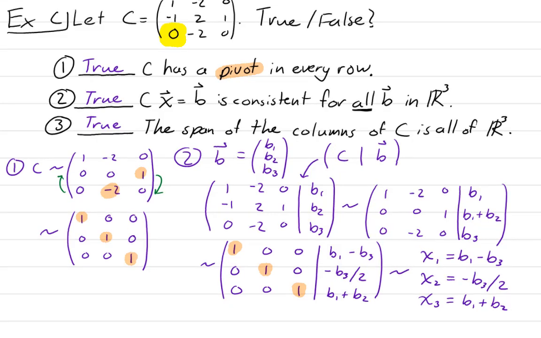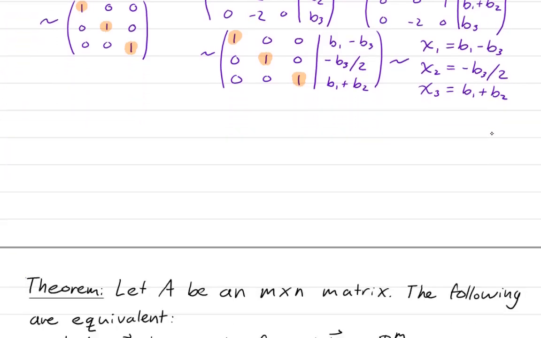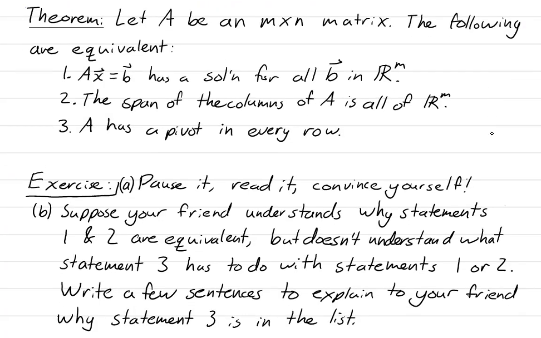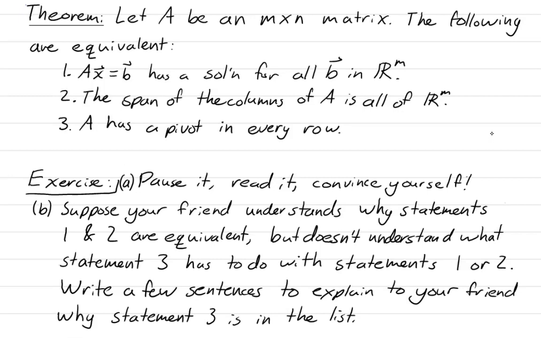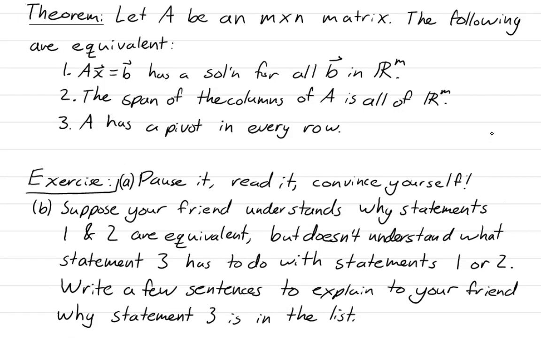Now, I chose these two examples to try to convince you that for any particular matrix, A or C or whatever, these three statements are equivalent. They're either all true or they're all false. We're going to write down this fact as a theorem, which I'm not going to formally prove here because I think the explanations for the last examples justify it well enough.